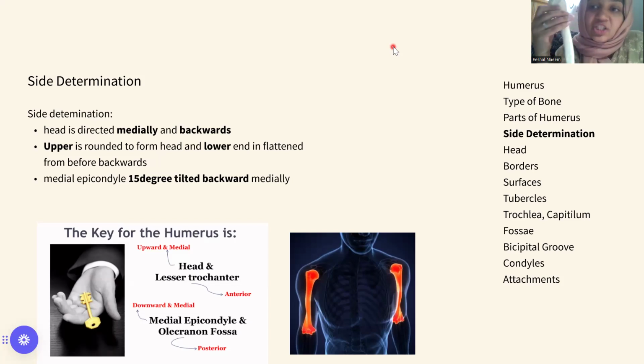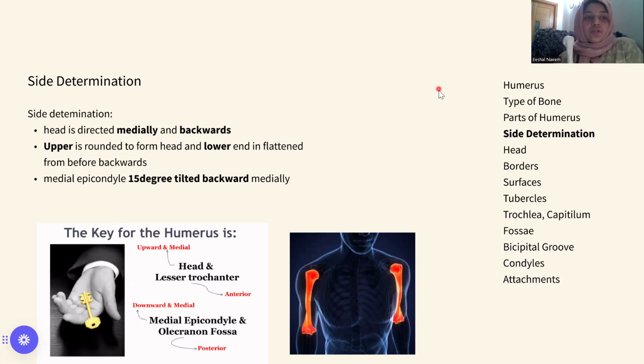And another thing is the lesser trochanter. Can you see this trochanter here or the tubercle here? We call this the lesser tuberosity or the lesser tubercle. It's literally anteriorly present and it's very rough and ridgy when you feel it, right? So this is the greater trochanter, this is the lesser trochanter. The lesser trochanter is present on the anterior surface.